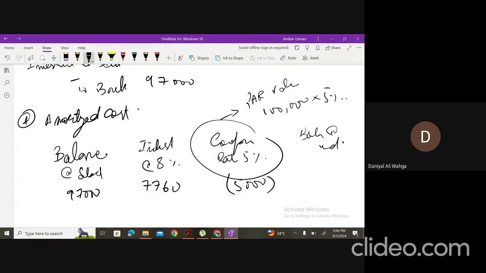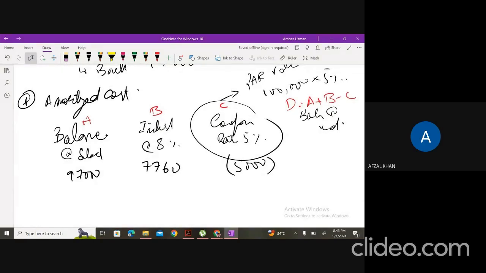This is column A, this is B, and this is C. How are you going to calculate D? You add A plus B and deduct column C. So the value at the end of the period is 97,000 plus 7,760 minus 5,000, which is 99,760.